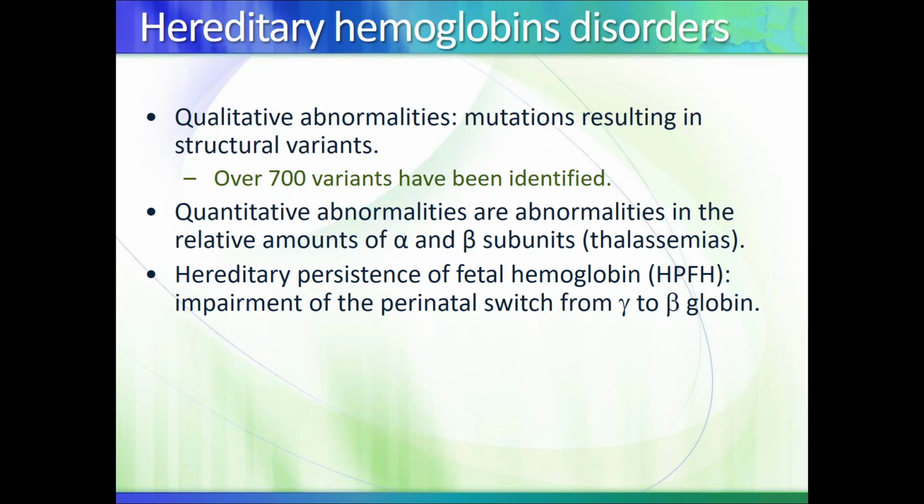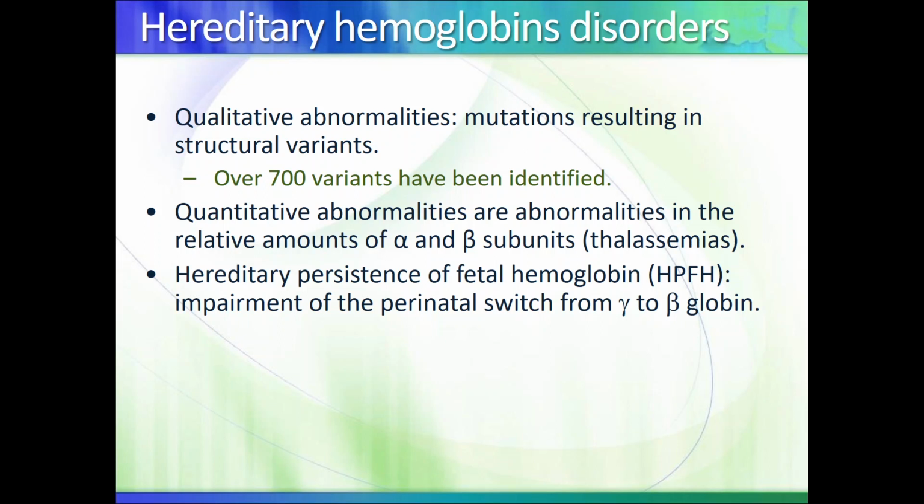So the second class is what is known as quantitative abnormalities, where basically there is no mutation really in the globin, but the amount of globin chains produced is reduced, it's affected. So normally the ratio of alpha to beta globin chains should be 1:1. In these cases, the ratio is altered, it's not equal. And these are collectively known as thalassemias.